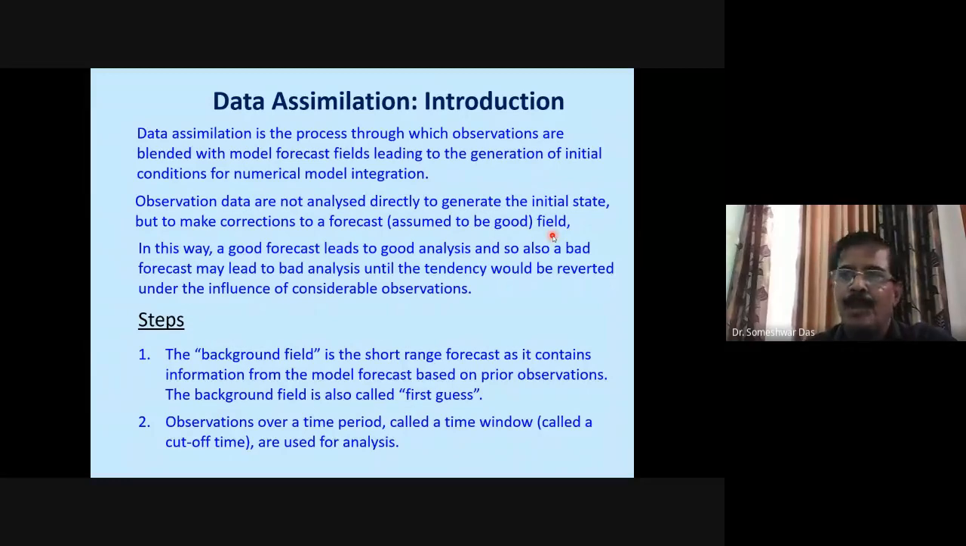So all the observations which are collected, let us say, in a time window of plus minus 3 hours, cutoff time plus minus 3 hours. Minus 3 hours means 2:30 in the early morning, that means night time. Plus 3 hours means 8:30 in the morning, isn't it? So all the observations collected between 2:30 at night to 8:30 in the morning are considered to be representative of 00 UTC, 5:30 in the morning, plus minus the hour window.